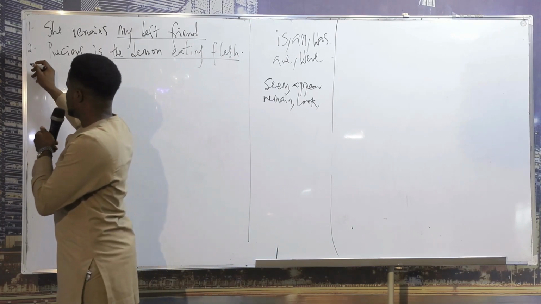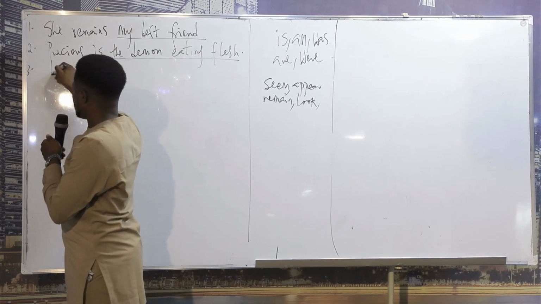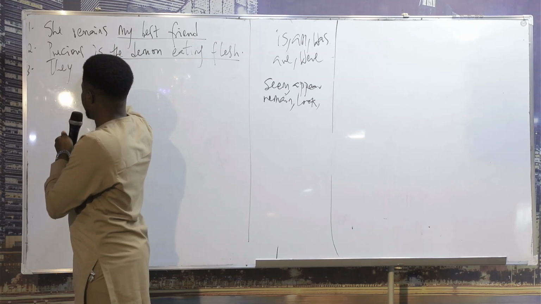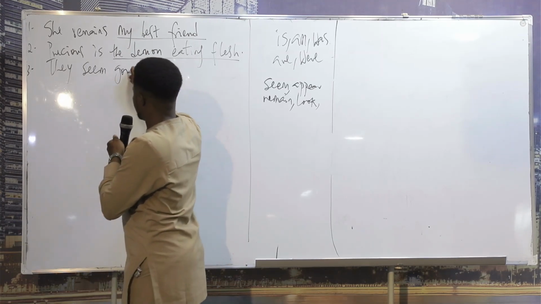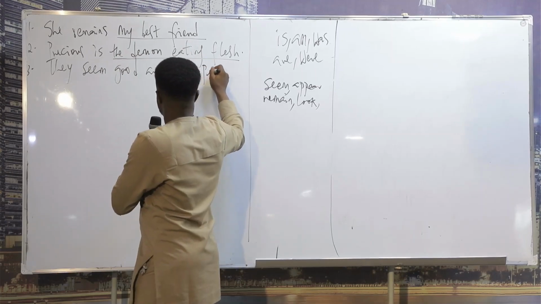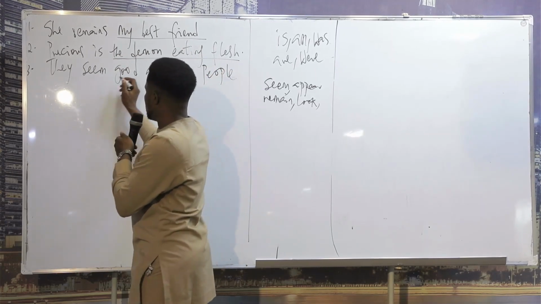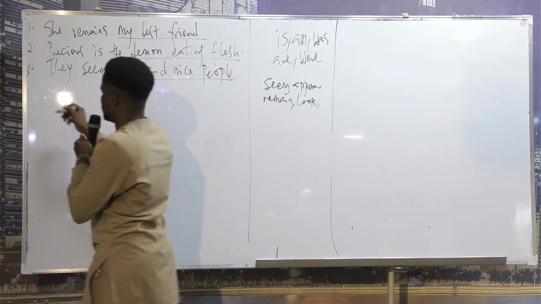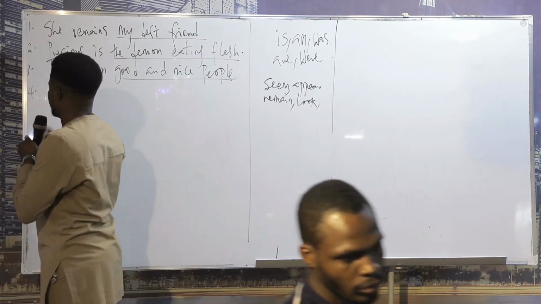Number what? Number three. They seem good and nice people. You underline good and nice people. Number four.